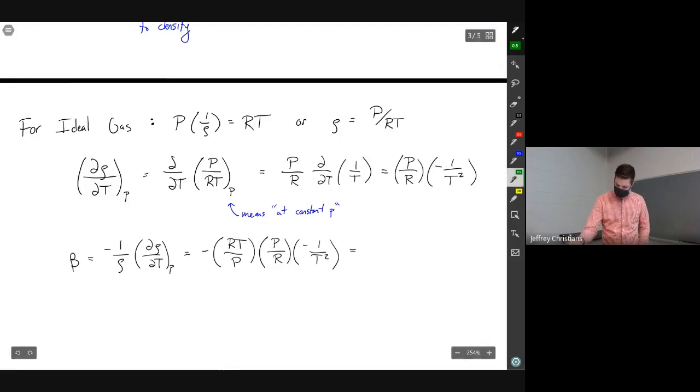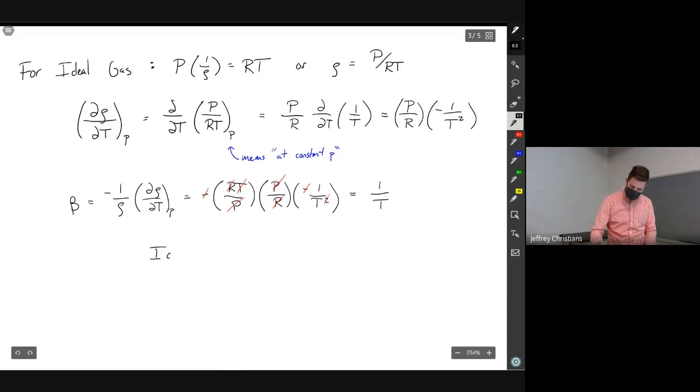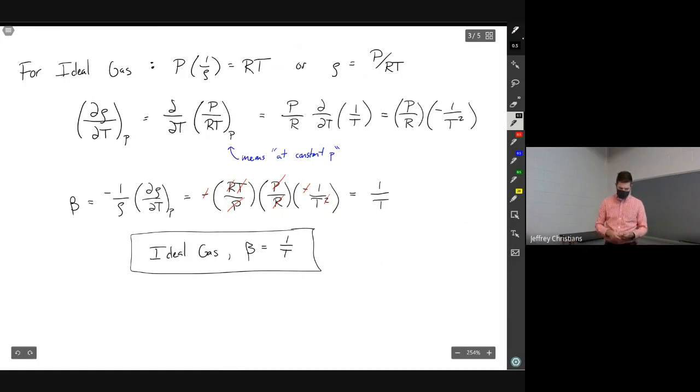So we have a P there, which cancels out with the P there. That negative will cancel out with that negative. This R will cancel out with that R. And that T will cancel out with one of the T's on the bottom. So we get, for an ideal gas, beta is 1 over temperature. Right, because pressure and volume and temperature are all related like that. So maybe it's not too surprising. That's how thermal expansion works for ideal gases.